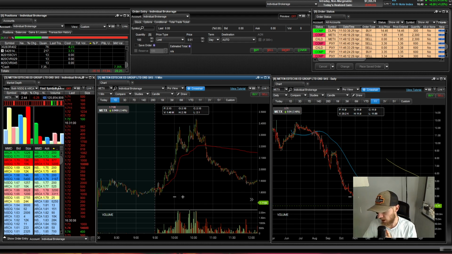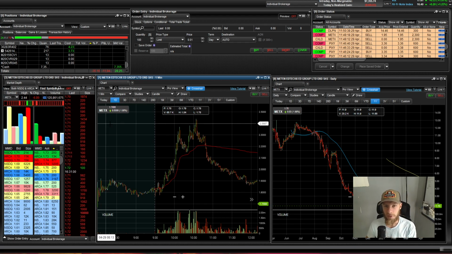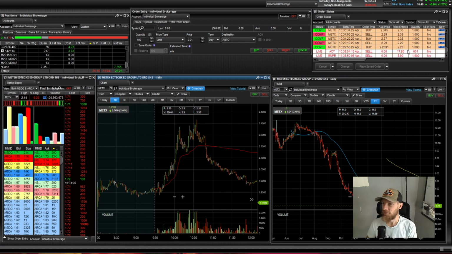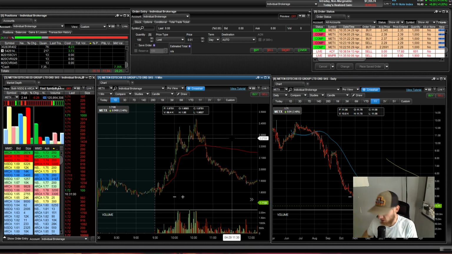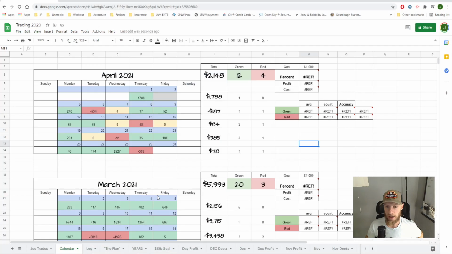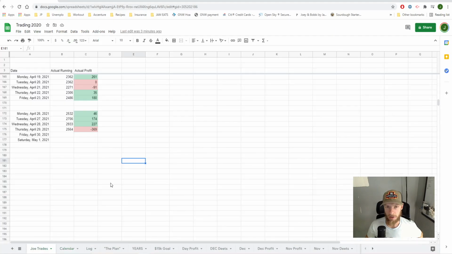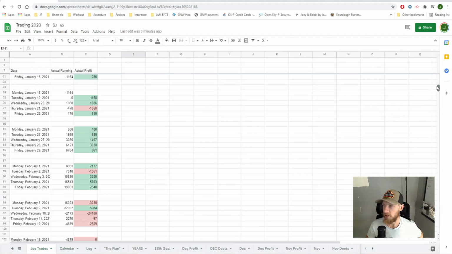Red day for me, and I've wiped out a good chunk of this week's progress with today, and I'm just frustrated at myself. I pulled some very new mistakes and pulled one of my bad habits of averaging down. So let's just dive right into it. Down $369 for today. Let me show you what I traded, and I'll show you my progress for today.